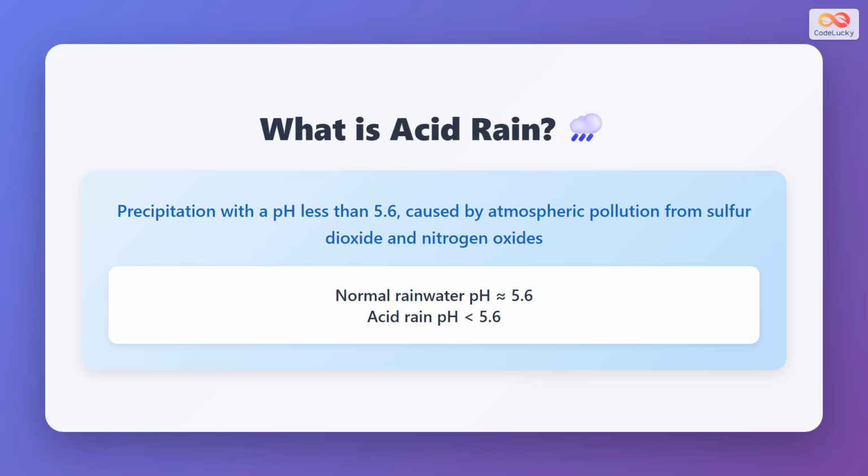Now let's turn our attention to acid rain. Acid rain is precipitation that has a pH less than 5.6. Normal rainwater is slightly acidic with a pH of approximately 5.6 due to dissolved carbon dioxide forming weak carbonic acid. However, acid rain is caused by atmospheric pollution from sulfur dioxide and nitrogen oxides, which make the precipitation significantly more acidic. This increased acidity can have devastating effects on ecosystems, buildings, and water bodies.